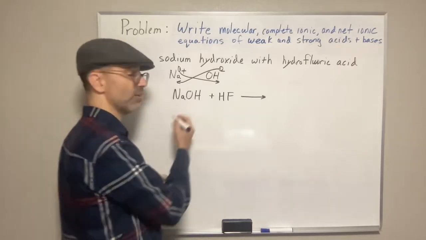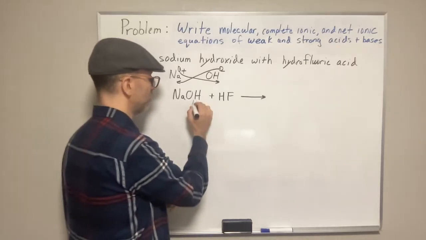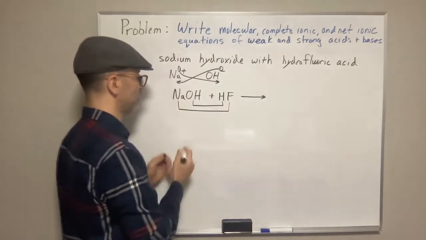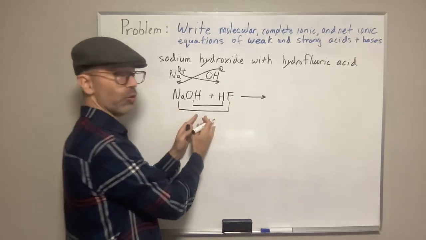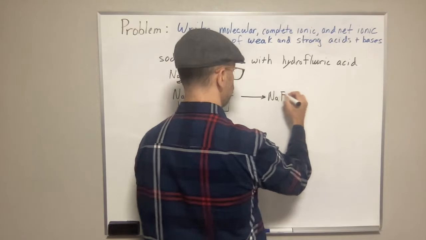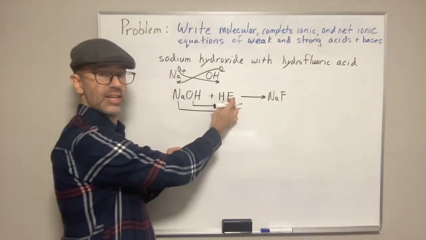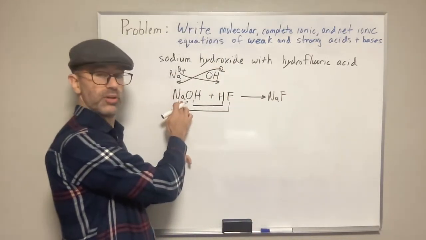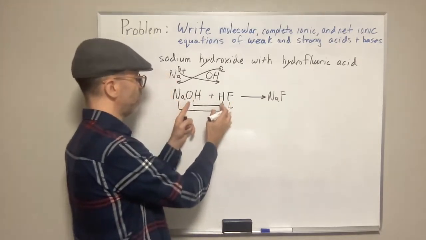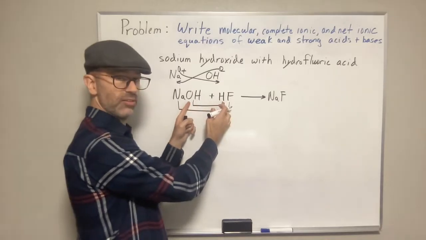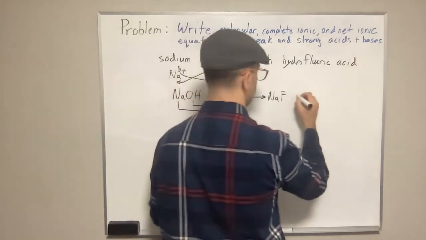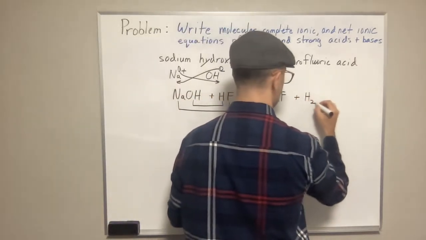So how do you find the products of a double displacement reaction? You put the inside ions together and you put the outside ions together. So the sodium and the fluoride ion will come together. You have NaF because the fluoride ion is a -1 and the sodium is a +1, so you need one each to balance the charge. And then you have the H and the OH. The H plus will go together with the hydroxide ion, and that gives you water. So you get plus H2O.